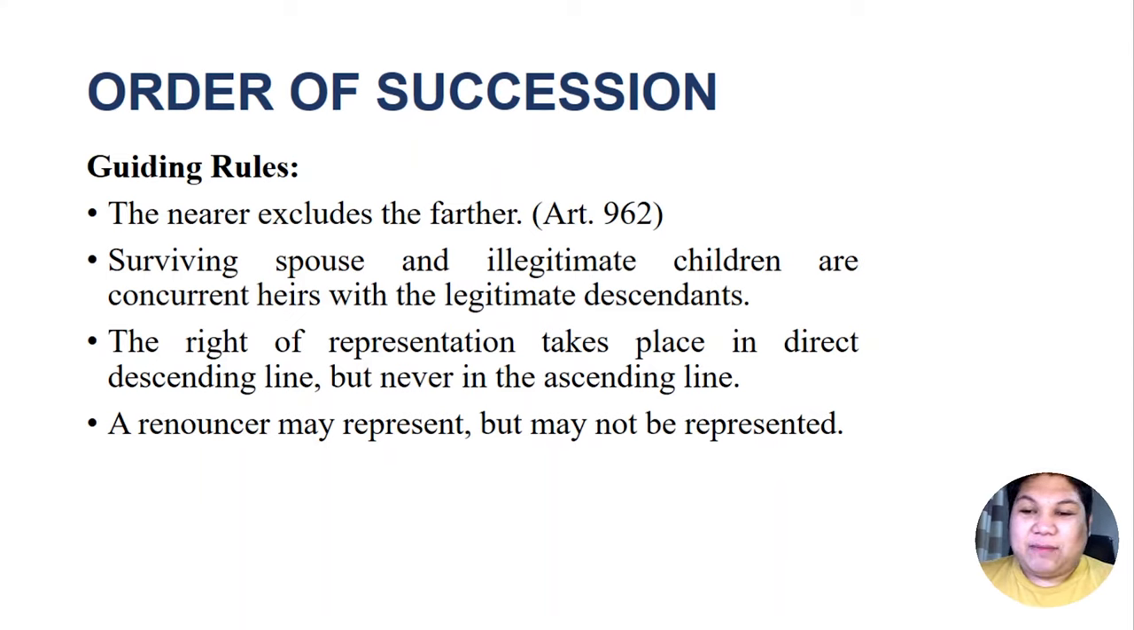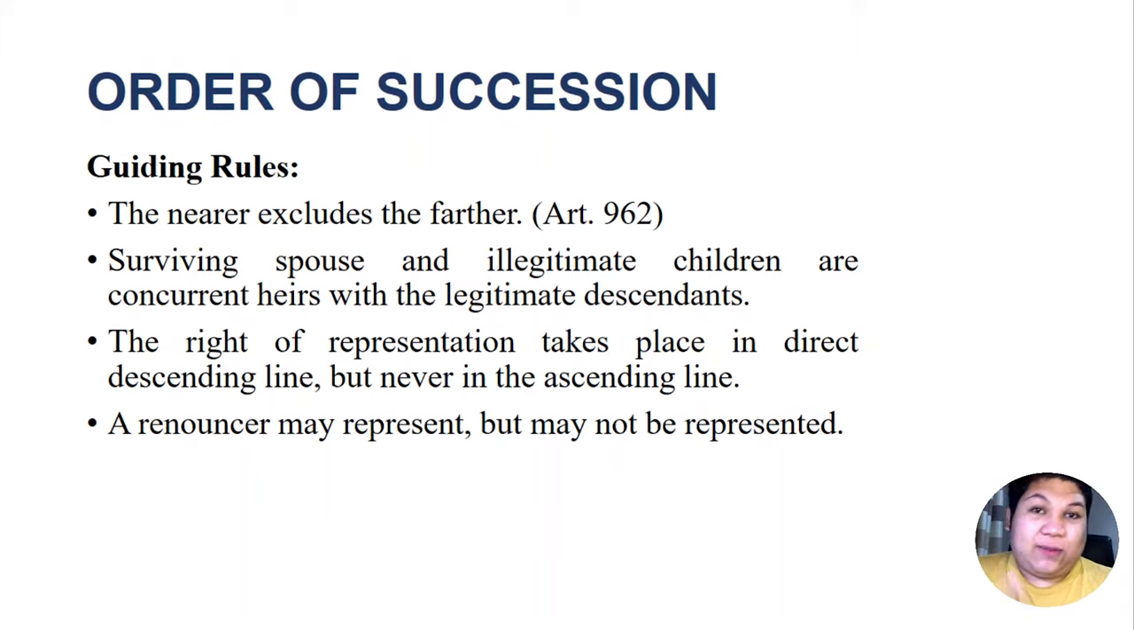Next, a renouncer may represent but may not be represented. A renouncer is someone who renounced or waived his right to claim the estate. For example, if A is the father and B, C, and D are the children, they will be the first to succeed. If one of the three children waived or renounced his right to claim the estate of A, for example, if B renounced his right, he can do so in favor of C and D, his siblings.